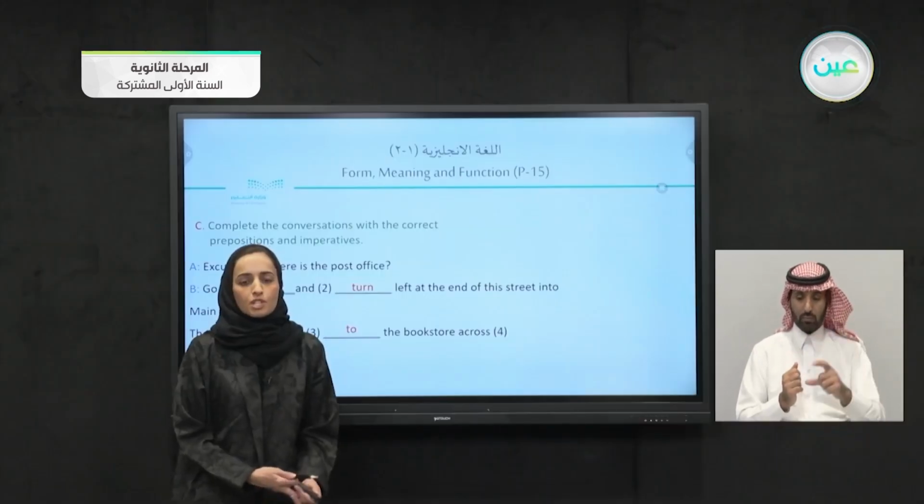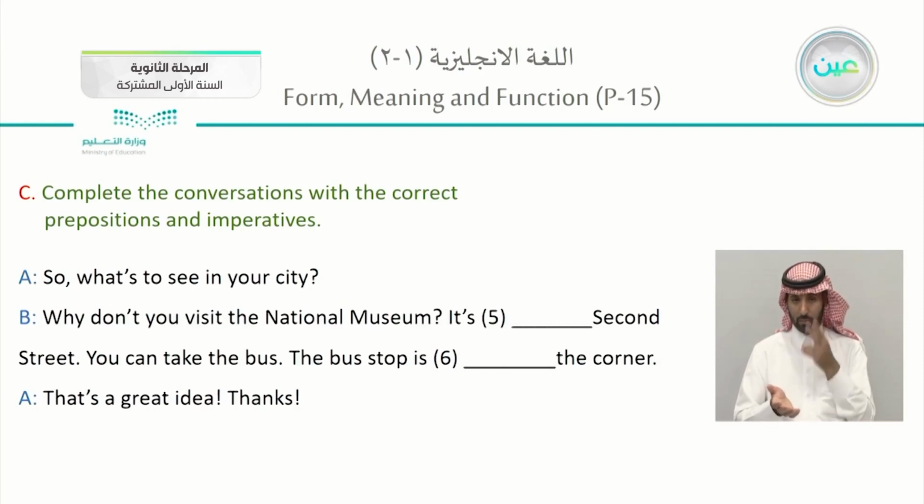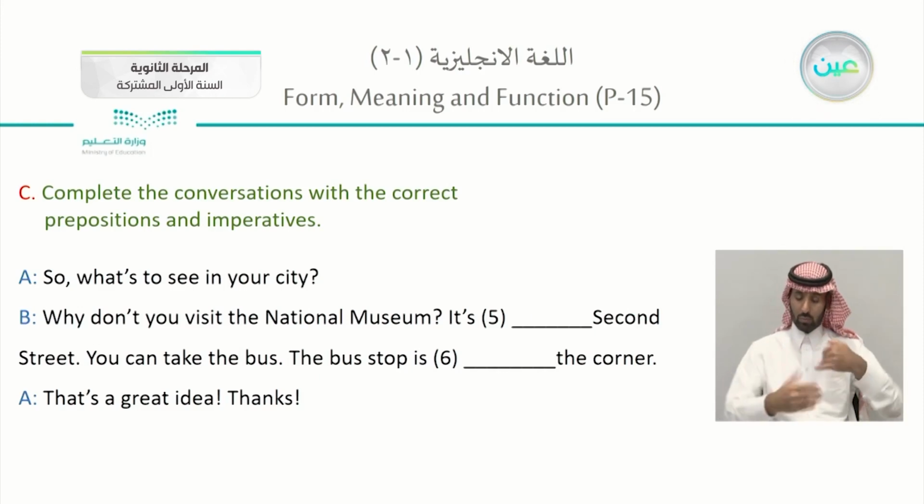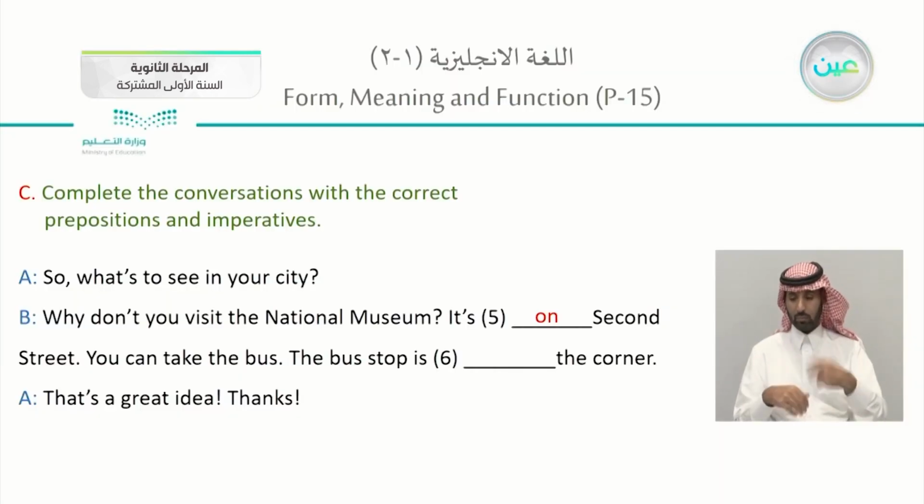We have used here the prepositions from, to, and the imperative, which is turn left. The following one in here. What do you see in here? What's there to see in your city? The other one will answer, why don't you visit the National Museum? It is on Second Street. When you are speaking about something that is on a street, it's actually on Second Street. You can take the bus. The bus stop is on the corner. So we're speaking about on, which is the preposition of place. For streets, you will use on. That's great. That's a great idea. And thanks. We have used the preposition of place, on.